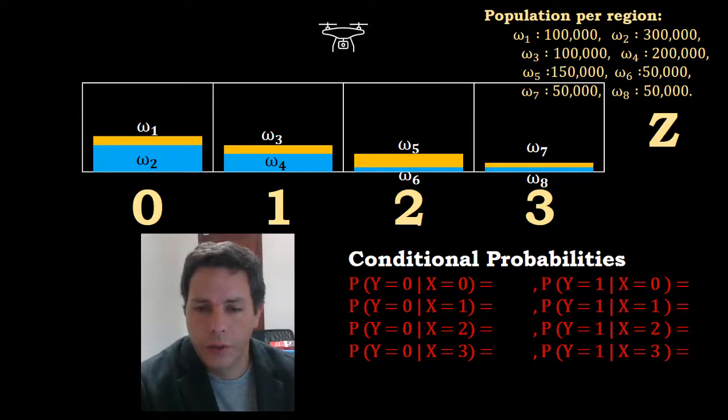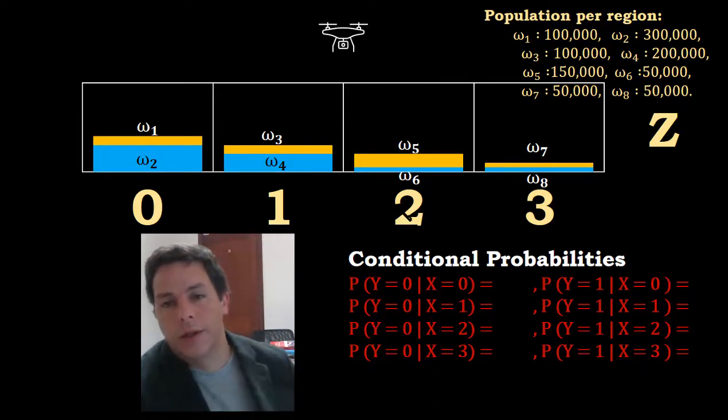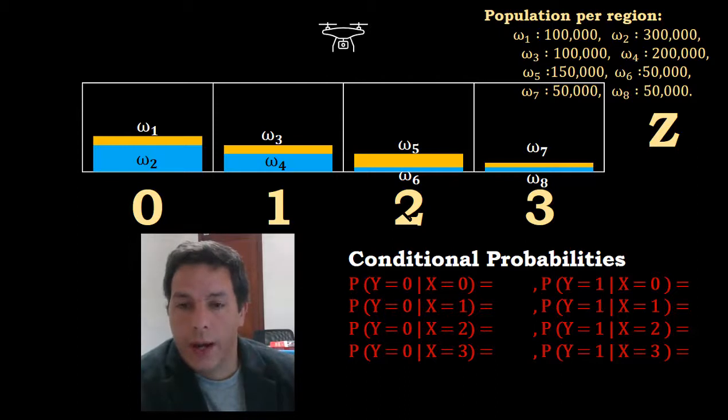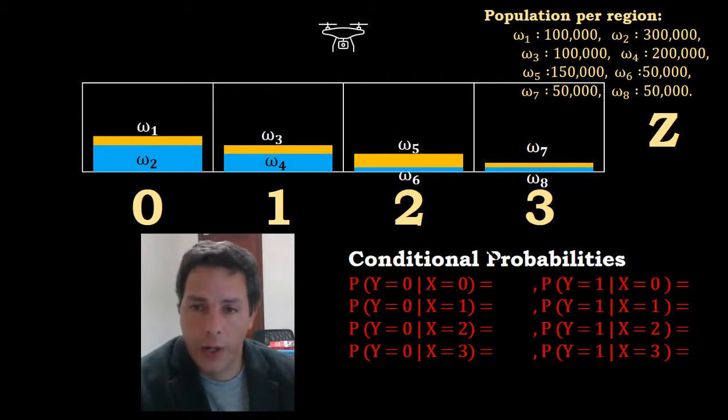And if we continue here, this should be 0.25, because it's the probability for omega 6, which is 0.05, over the probability for the whole region, which is 0.2. And finally, the probability of y equals 0 given that x equals 3. So we know it landed in this area. What's the probability that it landed in an inland? Well, you can see that the two bars are the same size, so it has to be 50%.